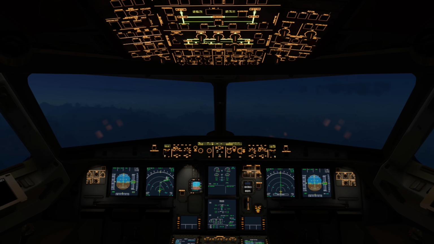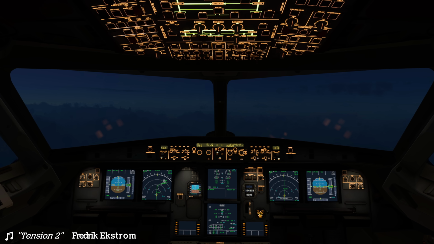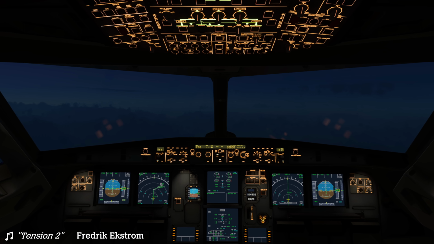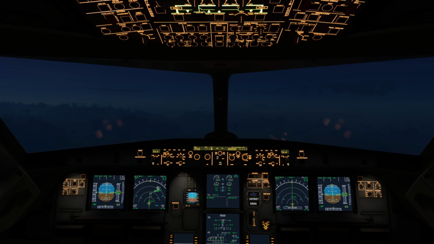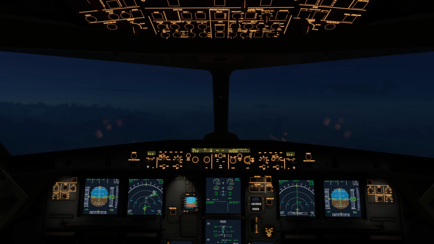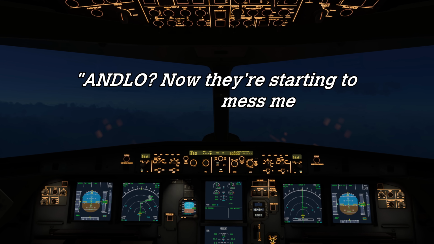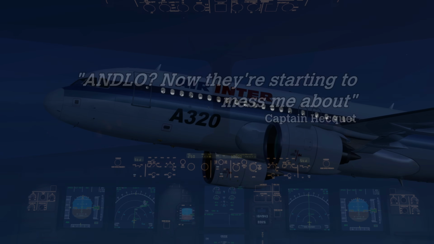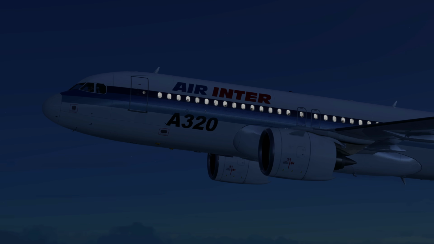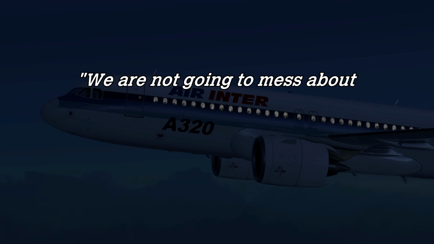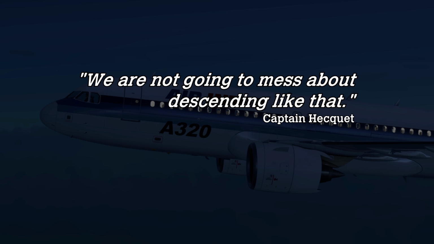However, Captain Heke still wants to approach ILS 23 with a circle to 05. His frustration was picked up on the cockpit voice recording. He exclaimed, "Andelot, now they're starting to mess me about." He would also relay this frustration to ATC. "We are not going to mess about descending like that," he speaks.